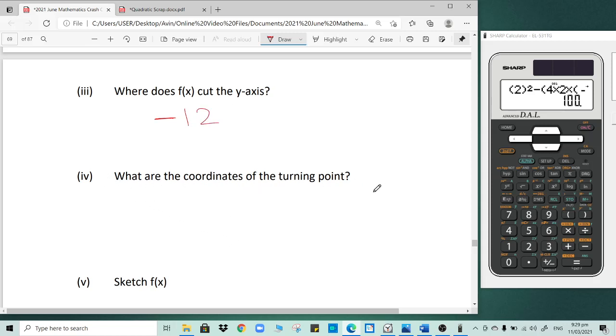When they want you to find the turning point, all you need to do, well, there is a formula, but a turning point must have an x coordinate and a y coordinate. To get the x coordinate and the y coordinate is real easy. We actually kind of did it already.